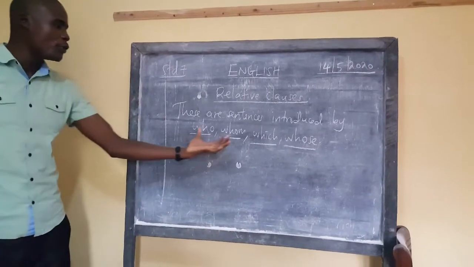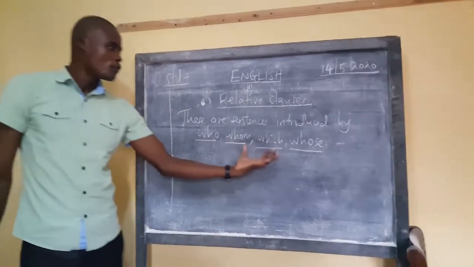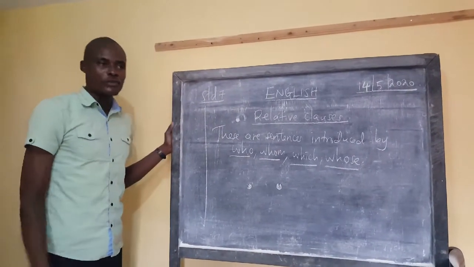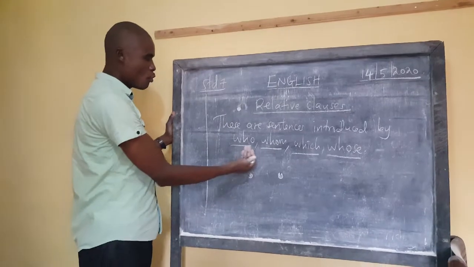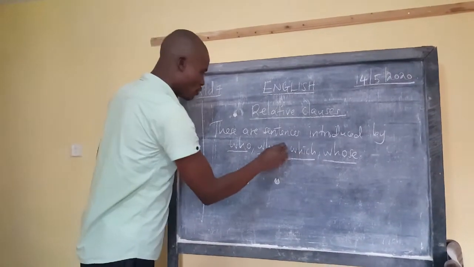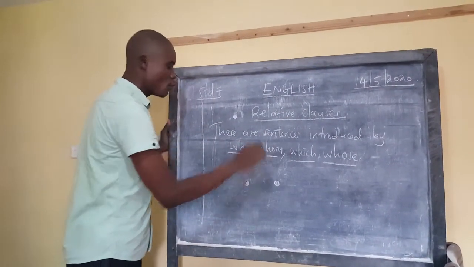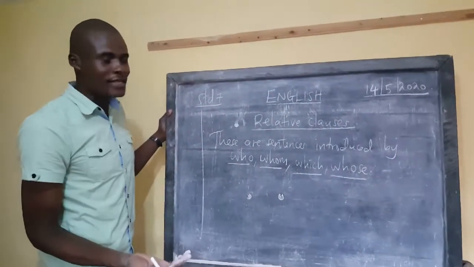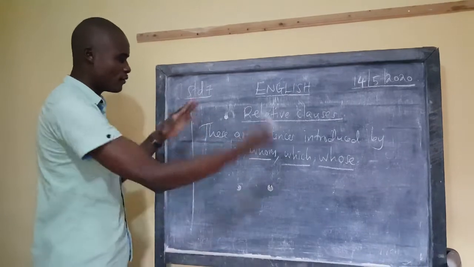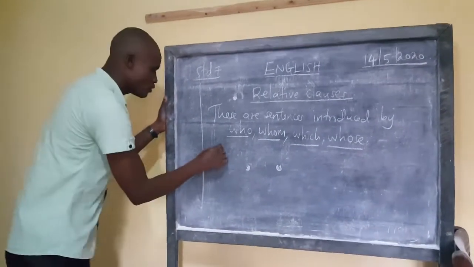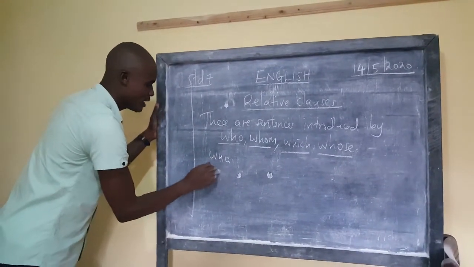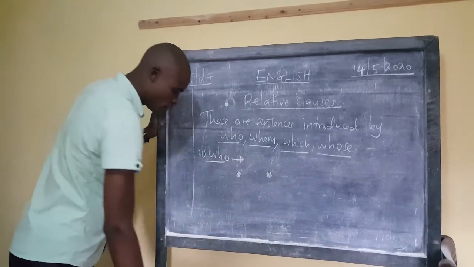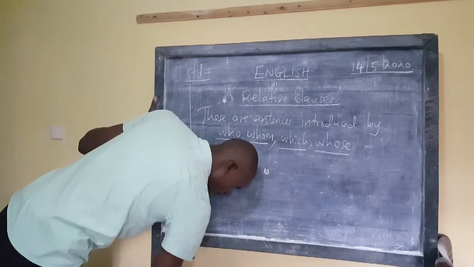In short, how do we use these confusing words written here? Why do I call them confusing? Who, whom, which, whose. Most learners don't know how to use them in sentences. People confuse one for the other. So just to mention a few things under them, let's start with who.